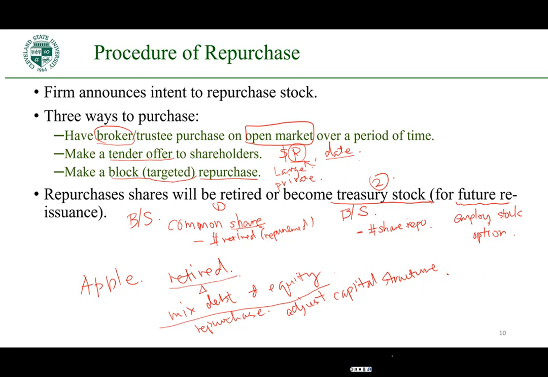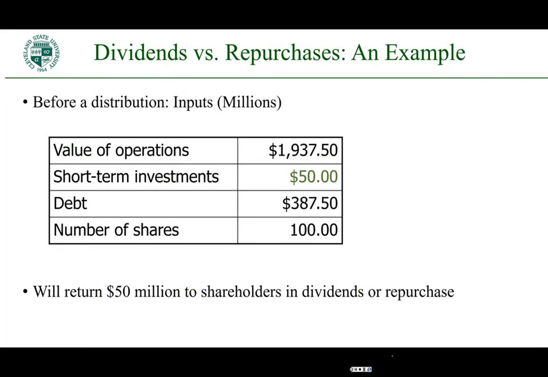Next, let's look at a numeric example to summarize the procedure of dividends and repurchases, and how they affect the company itself. The numeric example starts with this given information. The value of operations we started with is $1,937.50. And the firm has put aside some short-term investment. Firms can keep them in short-term investment or distribute them as dividends or repurchases. And the firm has some debt, and the number of shares is 100.